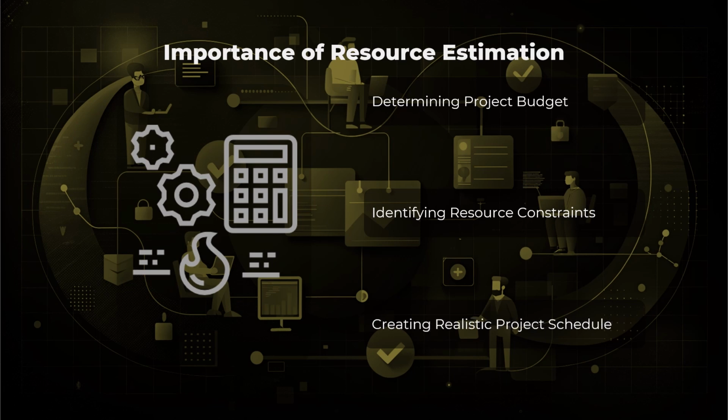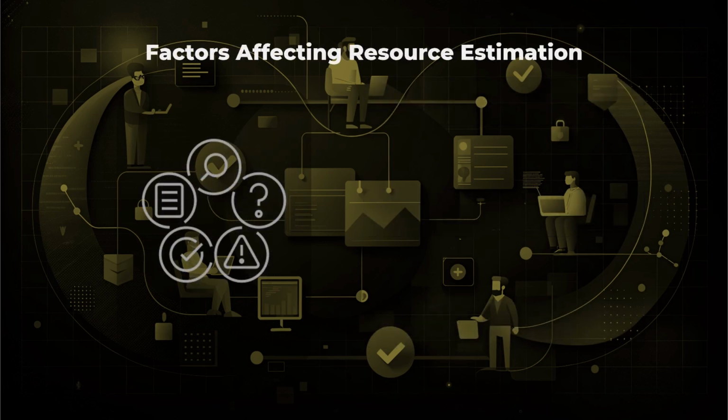Resource estimation is a fundamental aspect of project management that impacts various aspects of project execution, including budgeting, resource allocation, scheduling, and overall project success. By accurately estimating resources, project managers can ensure that projects are completed within budget, on schedule, and with the necessary resources to meet quality standards. Additionally, effective resource estimation enables project teams to anticipate and mitigate potential challenges, resulting in smoother project execution and increased stakeholder satisfaction. And now let's take a look at factors affecting resource estimation.